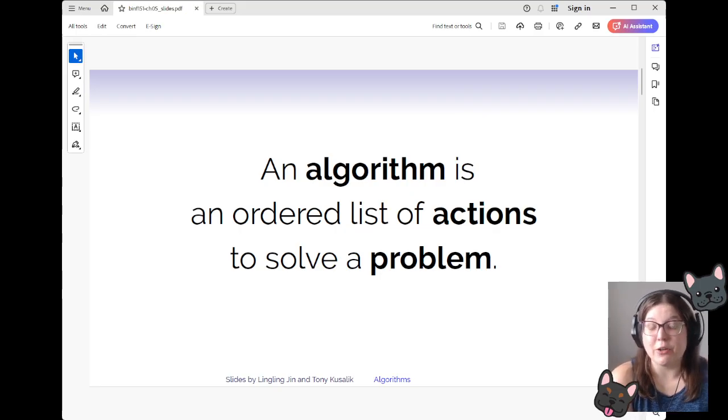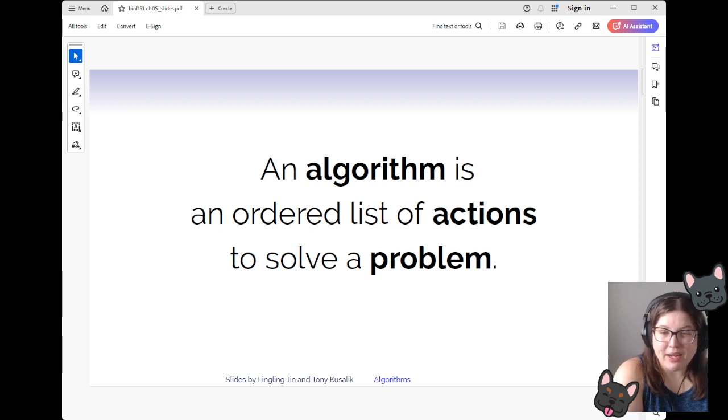It's really just an ordered set of actions that are going to solve a problem. So a problem has to exist for an algorithm to exist, and then actions have to meet specific criteria for them to be valid actions that are a part of an algorithm. We'll get into more of that on the next slide.